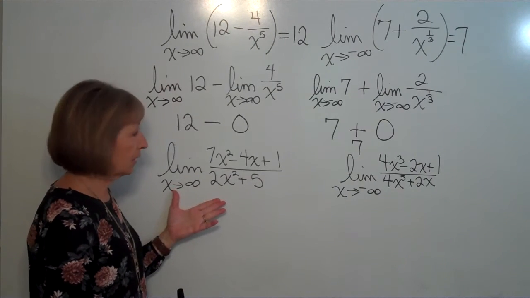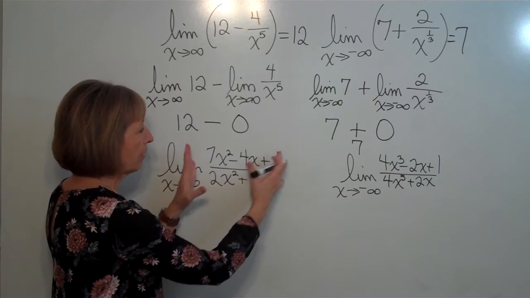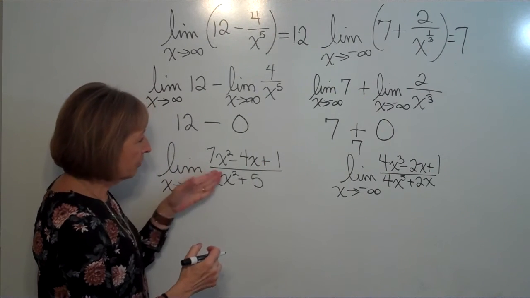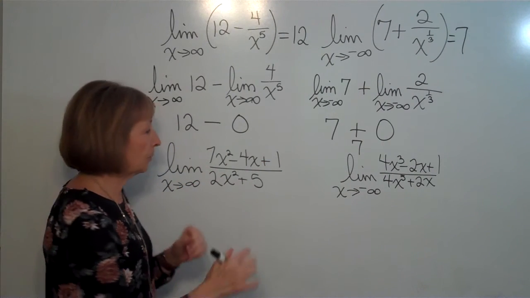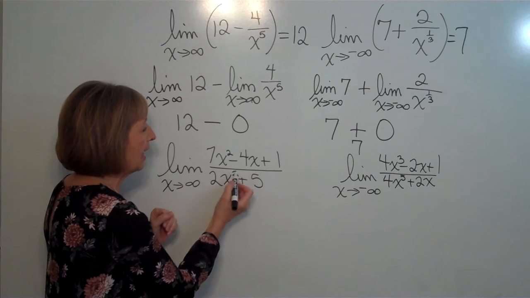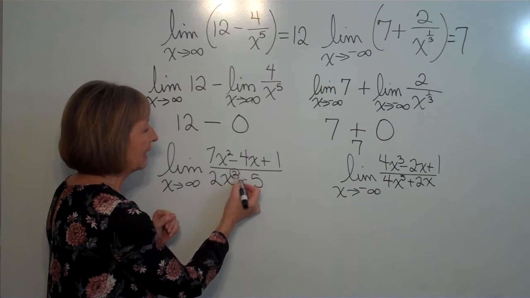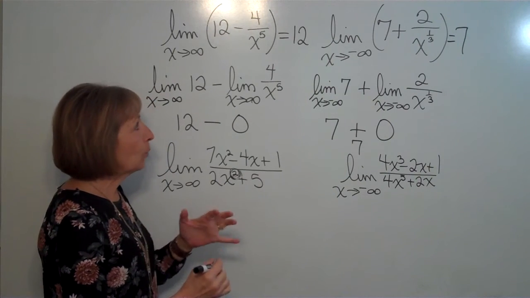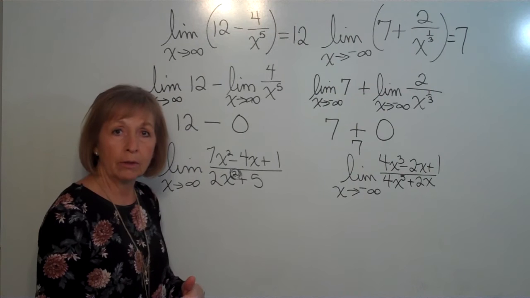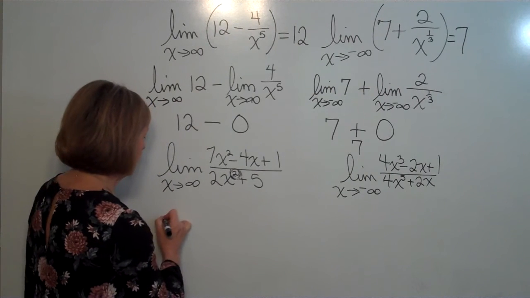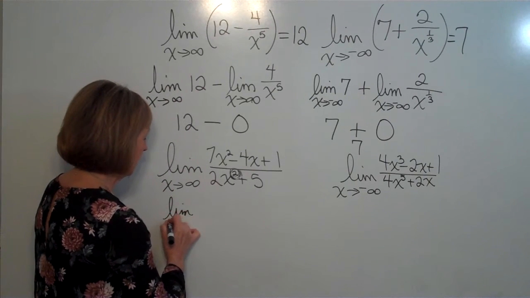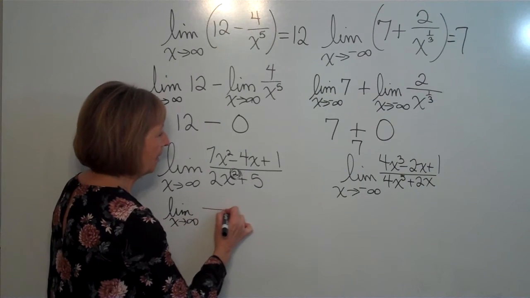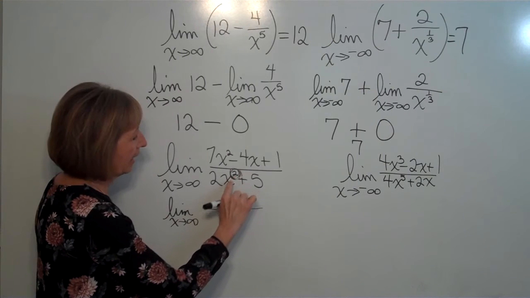Okay, how about the next one? Well, here I have this overall fraction of a polynomial divided by a polynomial. And when I'm trying to evaluate that, what you want to do is look at the highest exponent in the denominator. To get it where you can evaluate and use our limit properties, we are going to divide every term in the numerator and denominator by the highest power of x in your denominator.